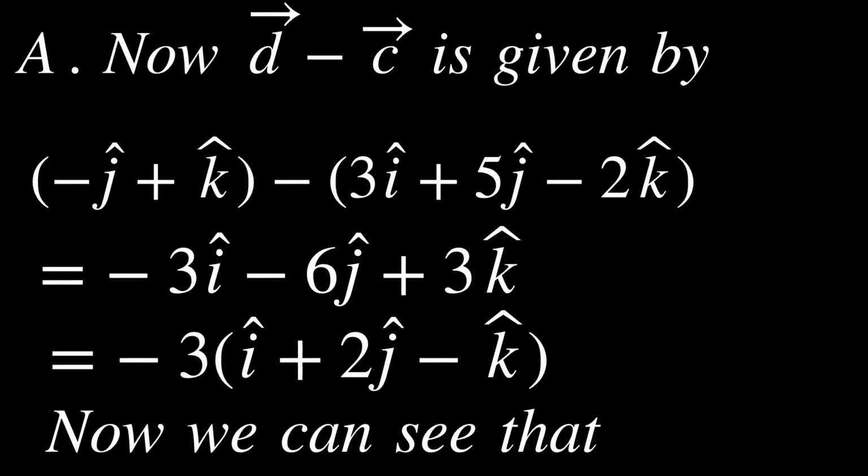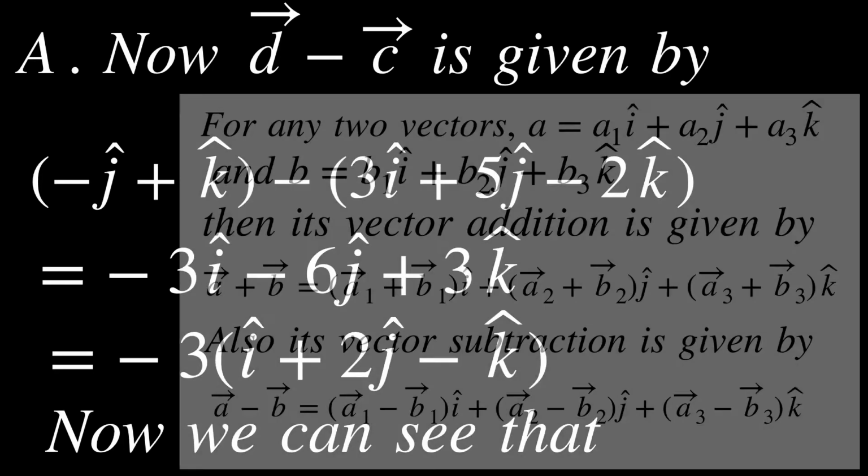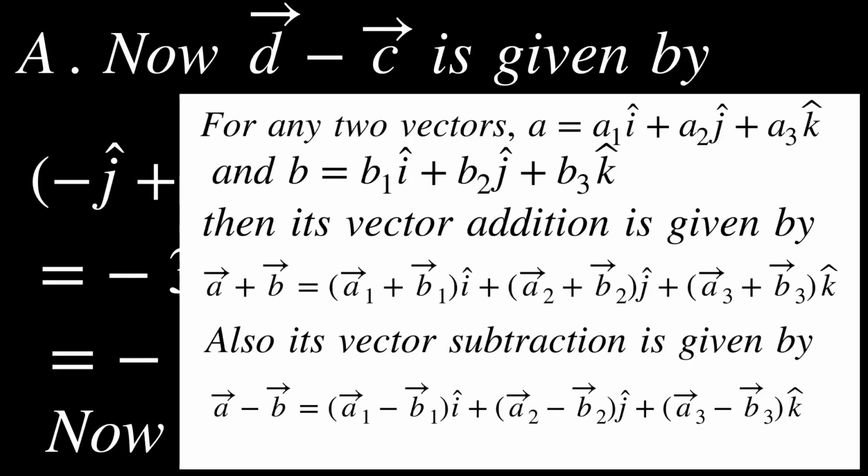Now we will see how to subtract two vectors if they are given in component form. Let's say vector A is equal to a1i plus a2j plus a3k and vector B is equal to b1i plus b2j plus b3k. Now vector A minus vector B is given by a1 minus b1 into i plus a2 minus b2 into j plus a3 minus b3 into k. Which means we take the coefficients of i, j and k and subtract each other to get the final result.